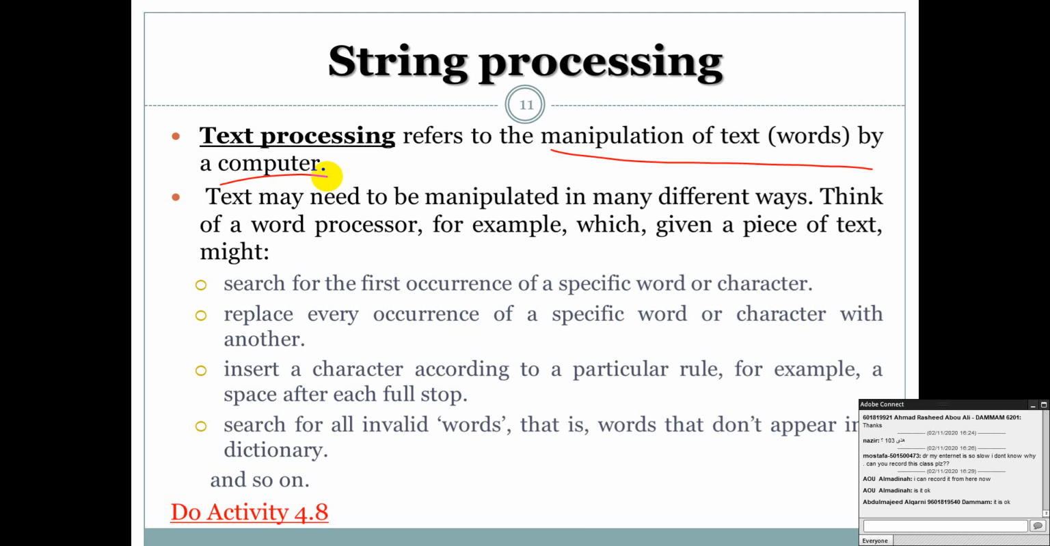Text may need to be manipulated in many different ways. For example, think of a word processor which, given a piece of text, might search for the first occurrence of a specific character, or replace every occurrence of a specific word or character, or insert a character in between. Search for the words. So string processing is an important thing in computer science. We'll look into how the strings are processed, and try to get some basic idea about how strings are being processed.